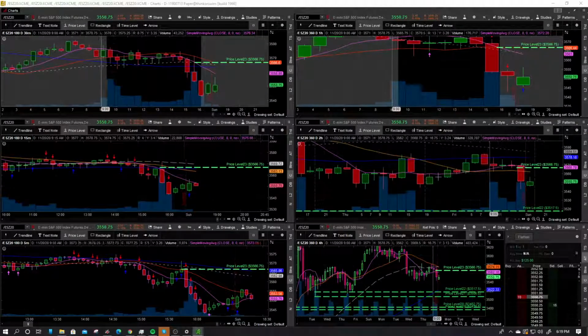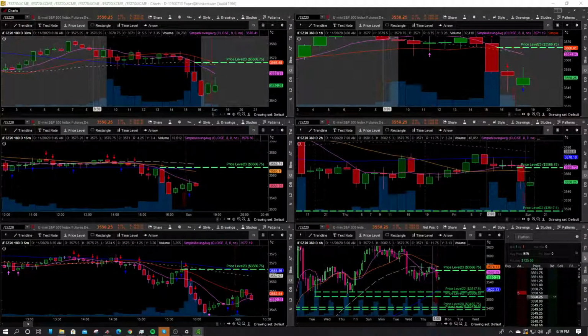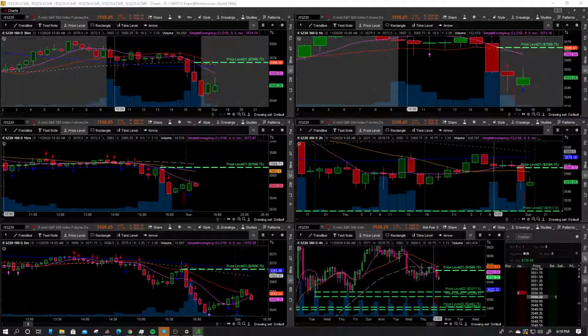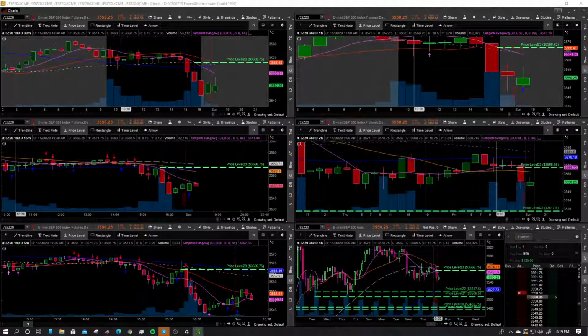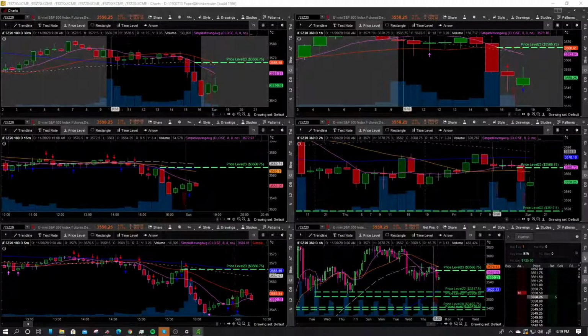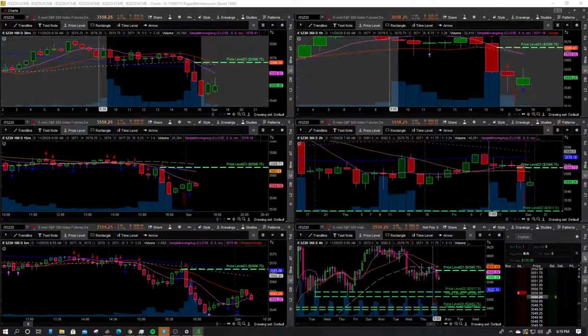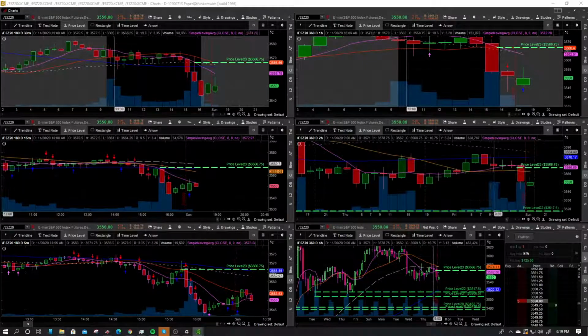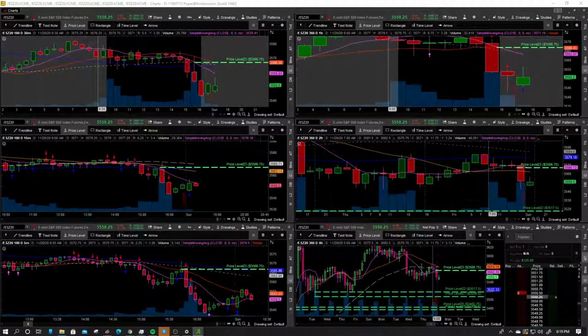Oh, there it is. Now it's showing my entry. All right, so this is where I entered, right here. I came down, hit my area like I said, and then it rallied up and I got out right here. So why does it say plus but then negative?